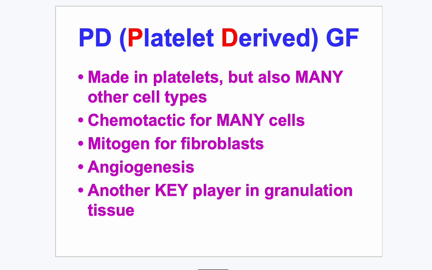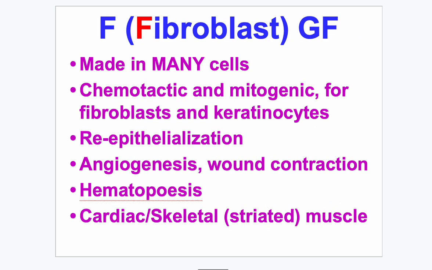Okay? Platelet-derived growth factor. These are made in your platelets but also many other cell types. So chemotactic for many cells, mitogen for fibroblast, angiogenesis, and another key player in your granulation tissue. Your fibroblast growth factor, these are made in many cells, chemotactic and mitogenic for fibroblasts and keratinocytes. Reepithelialization, it's for angiogenesis, no, new vessels, no, wound contraction, hematopoiesis, cardiac skeletons, created muscles.